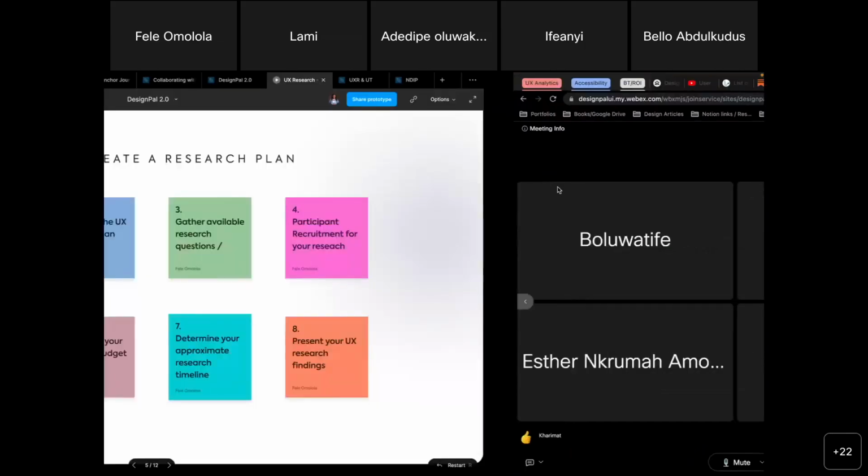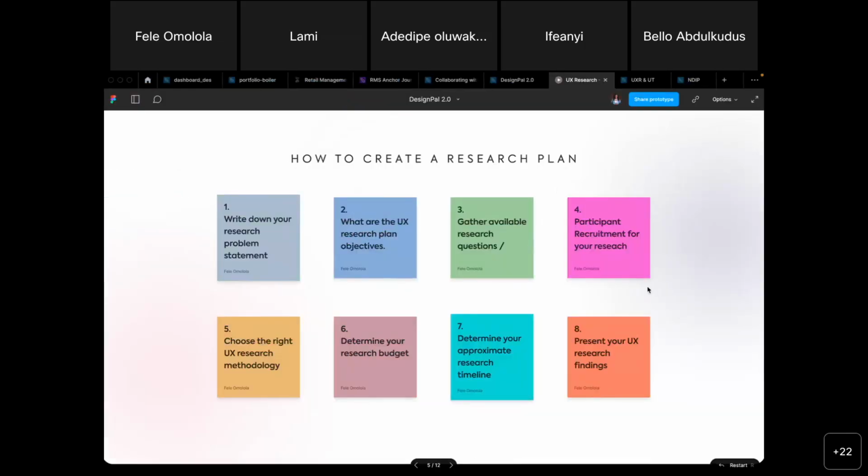Okay, all right, thank you. So the next one is participant recruitment for your research. You can see that I'm trying to list all of this process based on the kind of product or projects you want to work on. When it comes to participants, we all know what a participant is. These are those you want to recruit for your research, and most of them are based on the target users of the product you're working on.